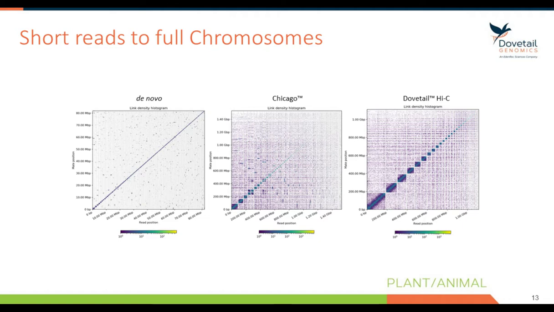I'm almost done with my slides here, just a couple more. This slide shows you the progression of de novo assembly, going from the input de novo on the left, where we have tens of thousands of scaffolds that lie along the diagonal here. The midpoint, which is Chicago, we're now starting to build megabase size scaffolds, shown in dark blue, those squares along the diagonal. But we still have lots and lots of smaller scaffolds, so we're not nearly at chromosome scale, but we're building up the contiguity.